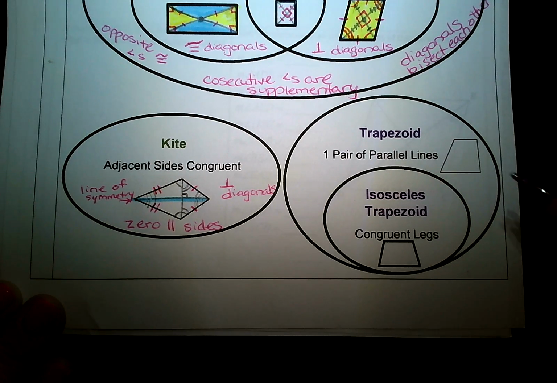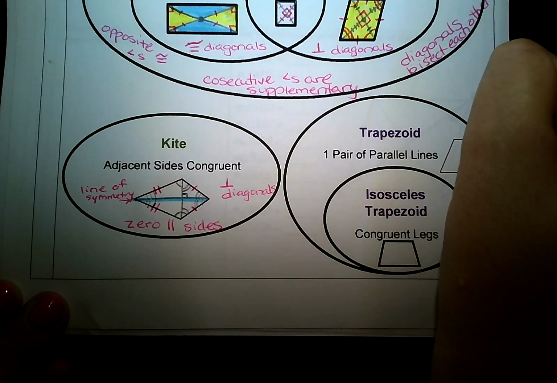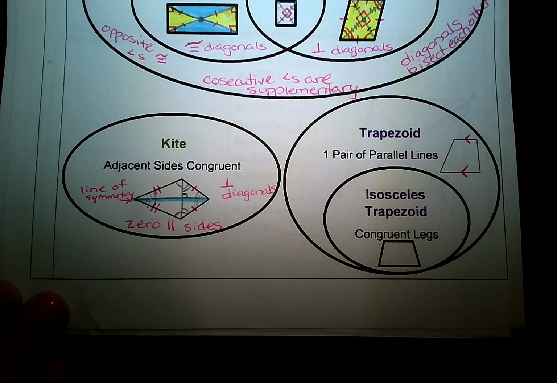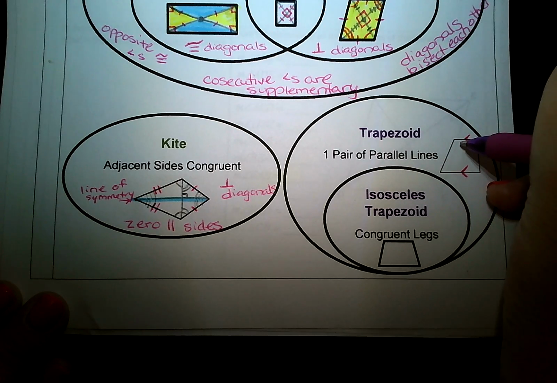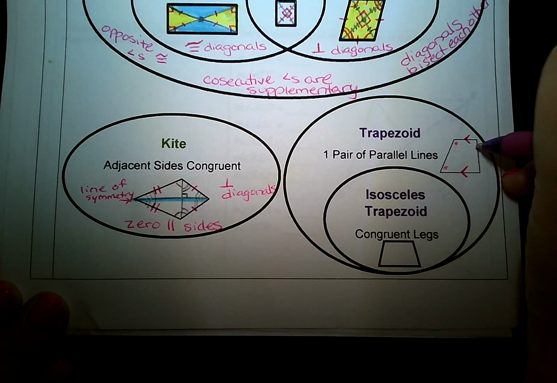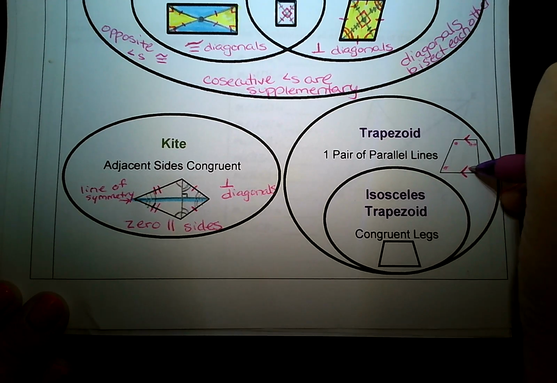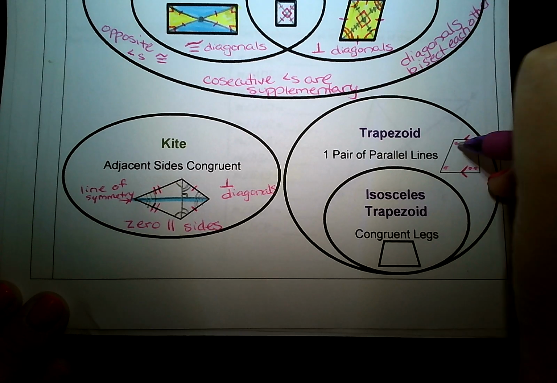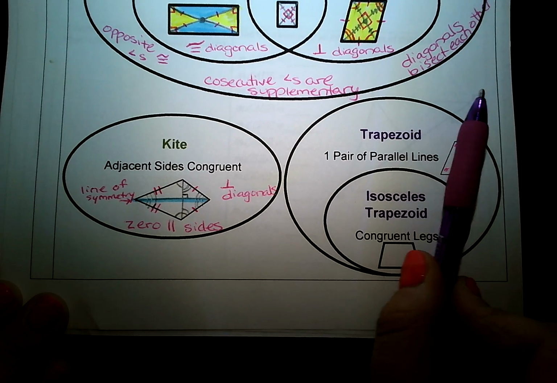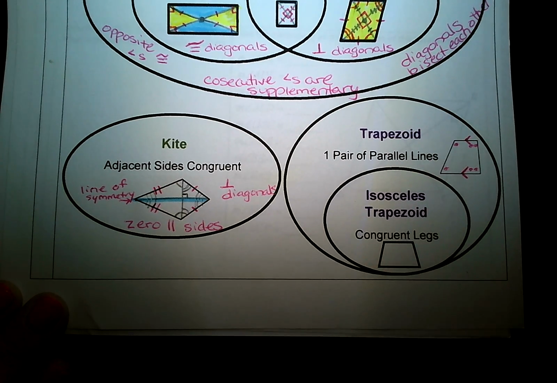Our last shape to talk about are trapezoids. A trapezoid is not a parallelogram. Parallelograms have two pairs of parallel lines, where a trapezoid only has one pair of parallel lines. Since it does have a set of parallel lines, it does have consecutive interior angles that are supplementary. The two angles with one dot in it are supplementary, and the two angles with two dots in it are also supplementary.